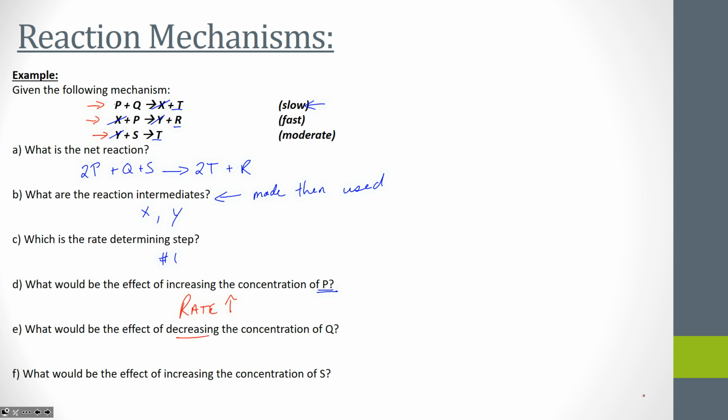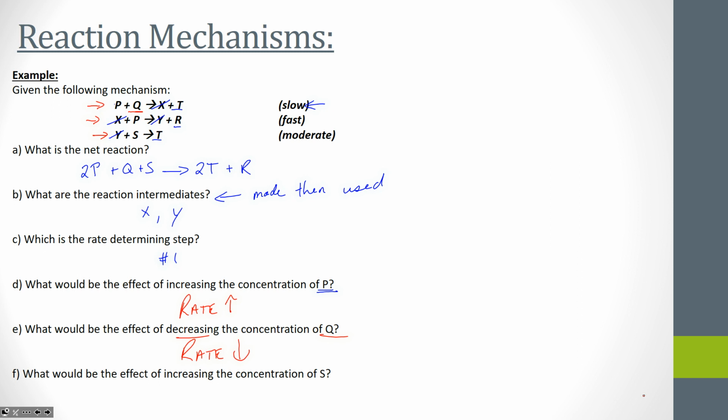Now, if we decrease the amount of Q, if we remove Q, then let's talk about collisions. You're going to have fewer collisions between P and Q. So you're going to slow down that first step. And since you're slowing down the slowest step, it's going to slow down the whole thing. So the rate of the overall reaction would decrease.